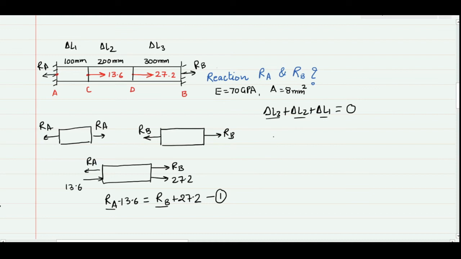So for the first one, my deformation will become RA into 100 mm divided by the cross section area and elastic constant. For the second member, I can consider Ra minus 13.6 or Rb plus 27.2, any of the force. So let's consider the force is Ra minus 13.6 into the length, that is 200 mm, divided by AE. For the third member, it will be Rb into 300 divided by AE, and then I can consider that the summation of these three will be 0. So this is my first equation and this would be my second equation.